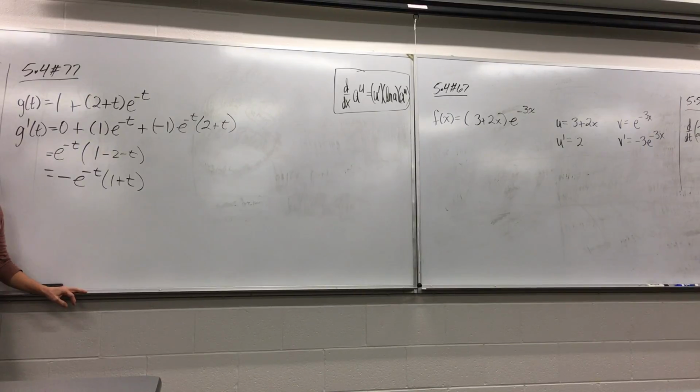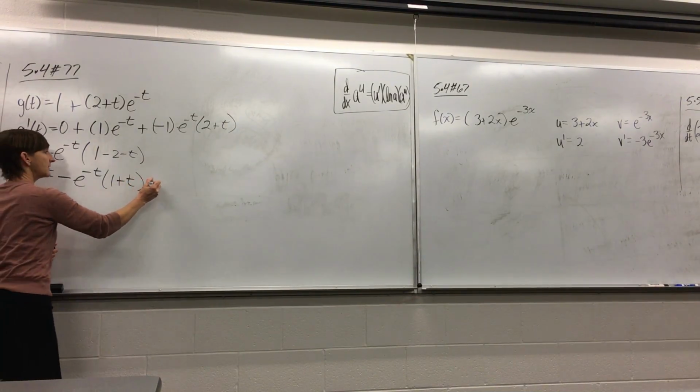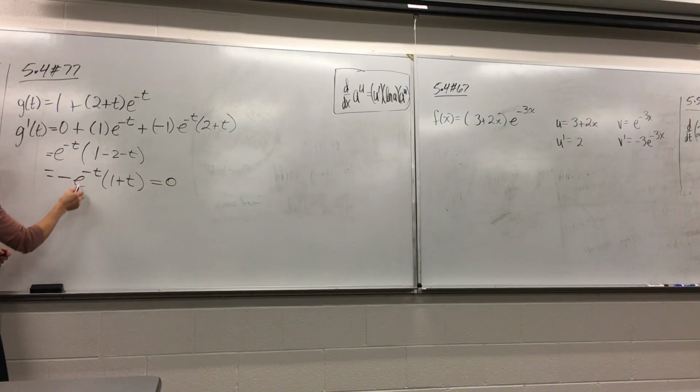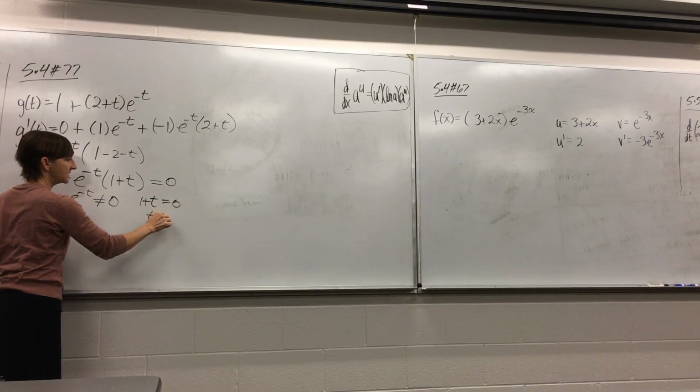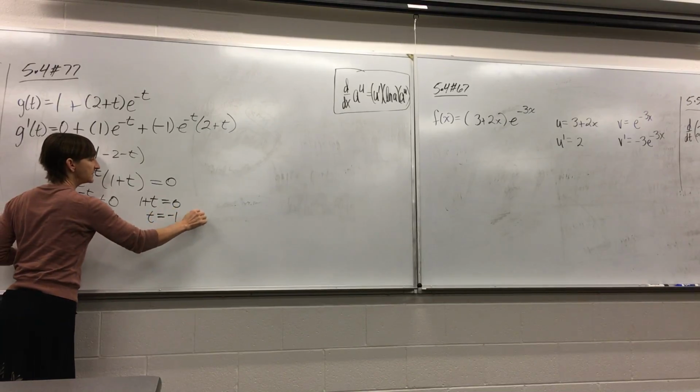Okay, so when I'm looking for extreme, I set this thing equal to 0. This negative e to the negative t never equals 0, so I don't have to worry about it. 1 plus t equals 0 when t is negative 1, so that's my crit.